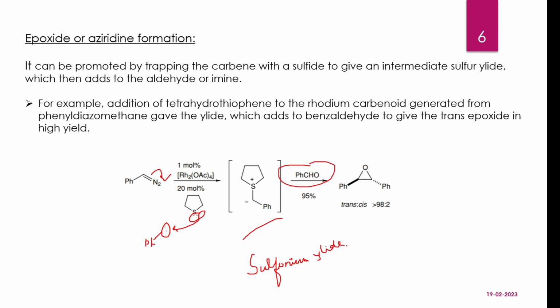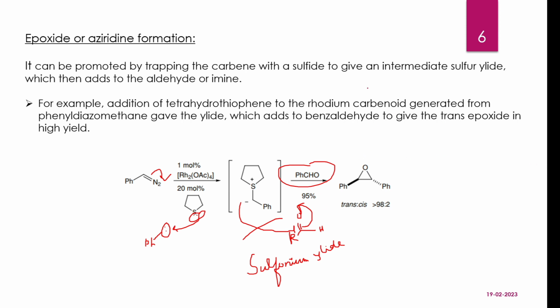So what will happen? If we consider this like this, this negative charge will attack here, and this positive charge will leave, and we will get an epoxide as a product. I have taught you earlier also, you can go and check there. So whenever a sulfonilamide is added to an aldehyde, we will get an epoxide.